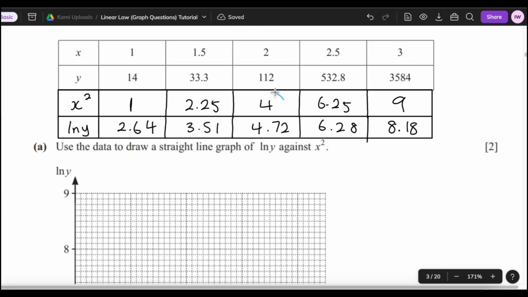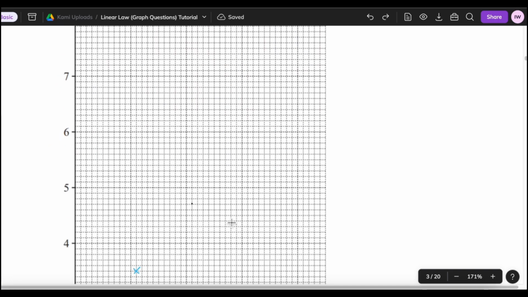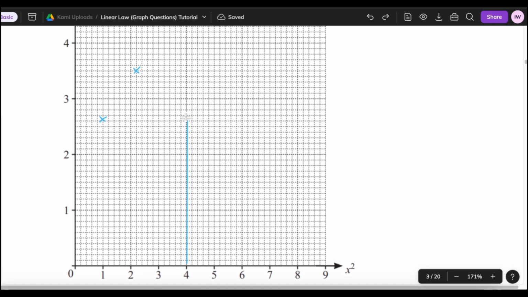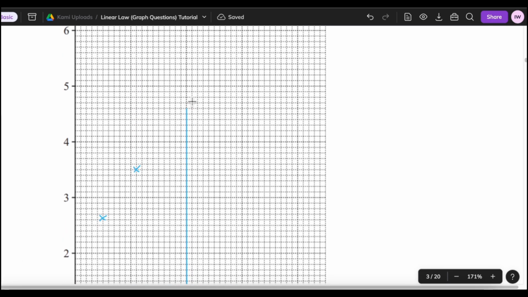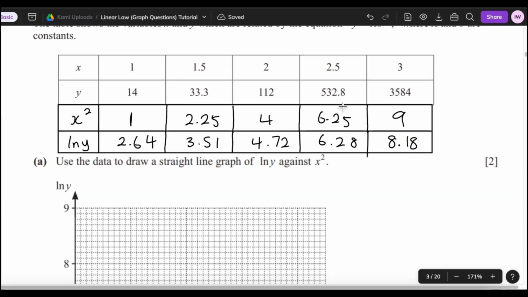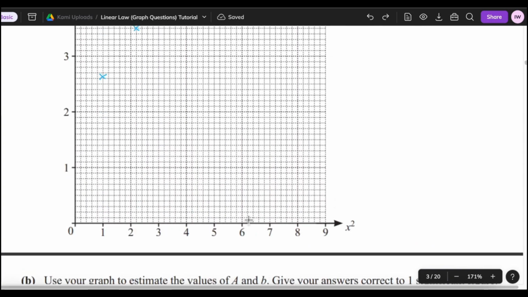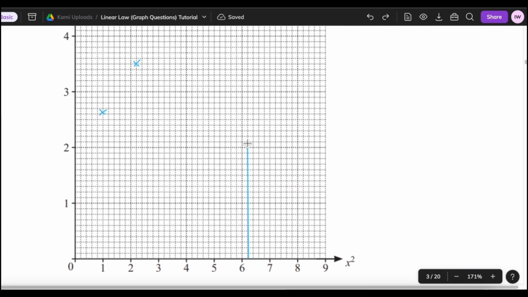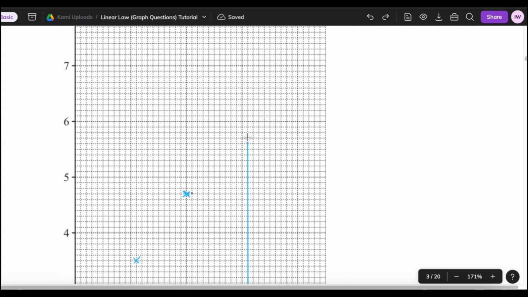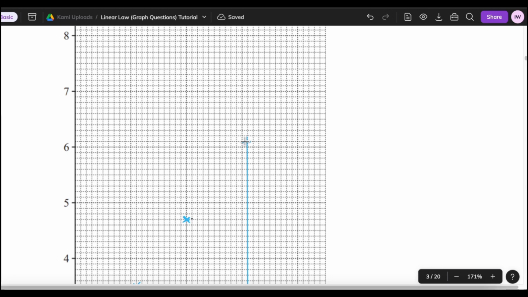For the next one, we have x squared is 4, ln y is 4.72. So 4.72. Let's see, so okay, this is 4.9, 4.8, 4.7. I'm just going to mark it there. That should do. And we'll go up here. If x squared is 6.25, ln y is 6.28. Right, so 6.25, just like last question, we're going to take 6.2 here. And we're going to go up to 6.28, see if that's possible. Okay, 6.1, 6.2. 6.3 is a bit better to take here than 6.2 because our number is 6.28. So it's a bit closer to 6.3. That's why I've done that there.